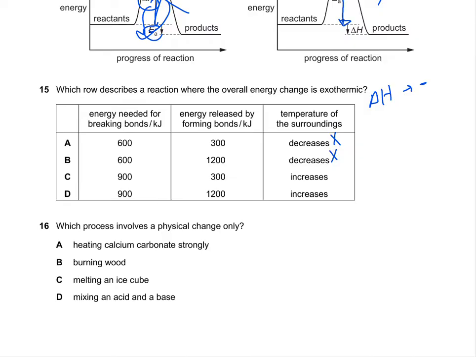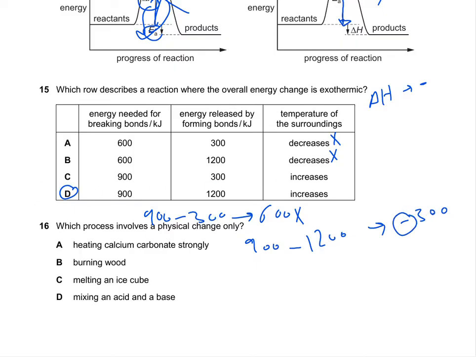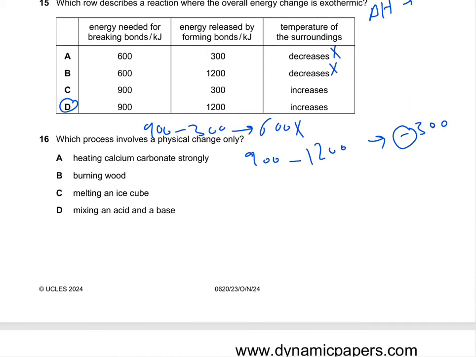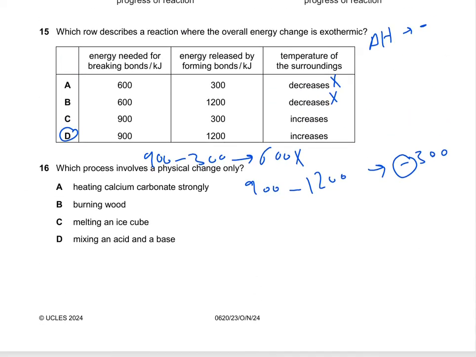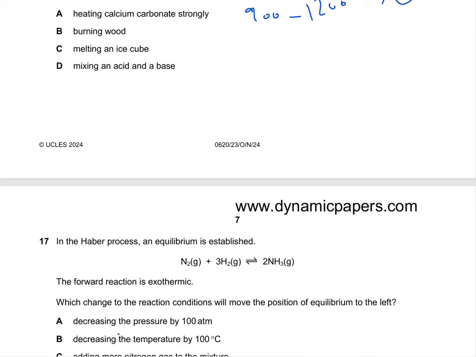So how could we calculate the energy change? By subtracting the energy of bond forming from the energy of bond breaking. At C, if we do 900 minus 300, the answer would be positive, 600. So the energy change is positive, so it's not exothermic. But at D, if we do 900 minus 1200, the answer is negative 300. So the enthalpy change is negative, so it's exothermic, so it's D. And that means that the energy released is greater than the energy taken in. So it's an exothermic reaction.